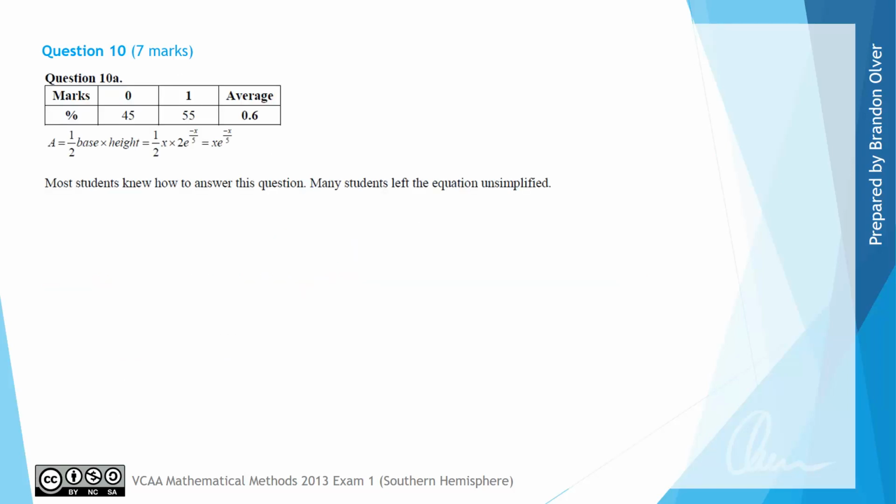From the examiner's report, we can see that 55% of students got that mark, and that most students knew how to answer this question. However, some left the equation unsimplified. So for basic simplification, for example the half times 2, that does need to be simplified in an exam.